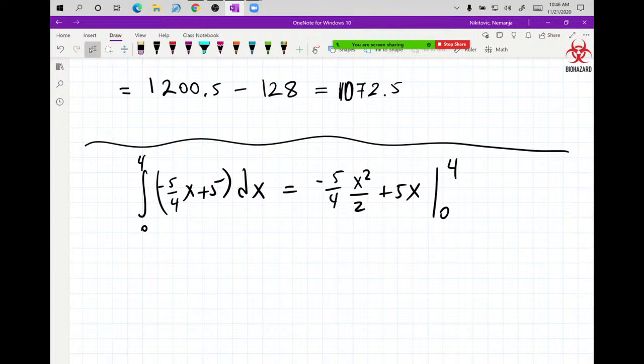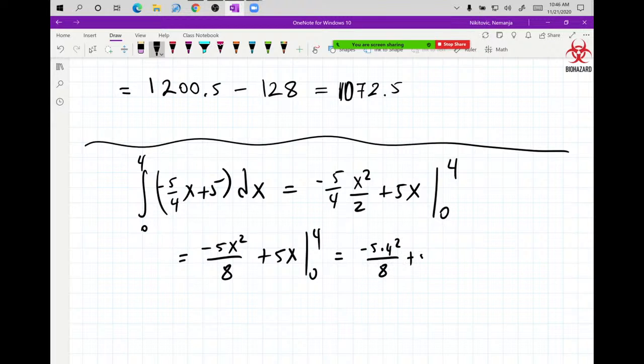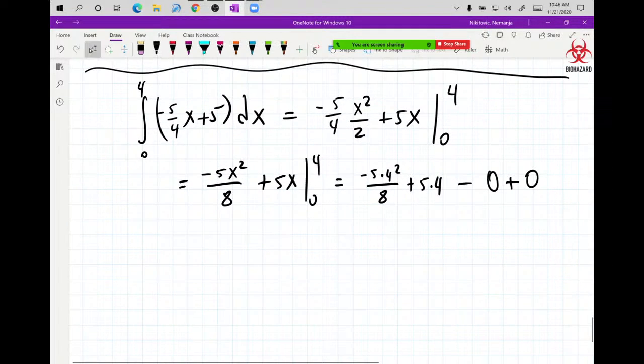And now it's negative 5x squared over 8 plus 5x computed from 0 to 4. Now we plug in 4 first. That's negative 5 times 4 squared over 8 plus 5 times 4. And then we subtract. When you plug in 0, it's just going to be 2 big fat zeros, right? Because 0 times whatever is 0. So that's not going to contribute.